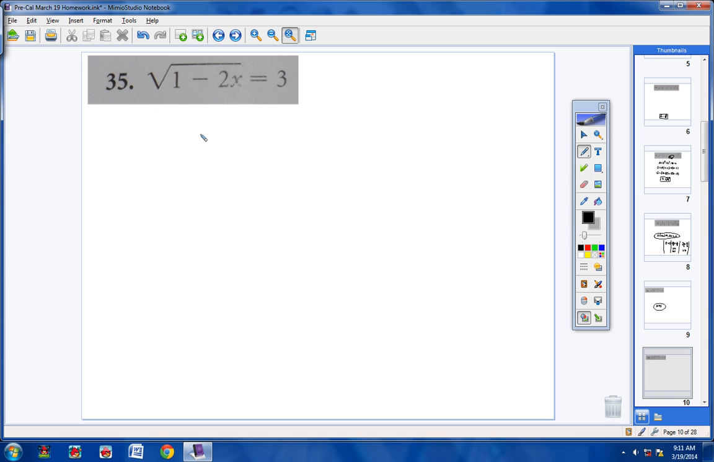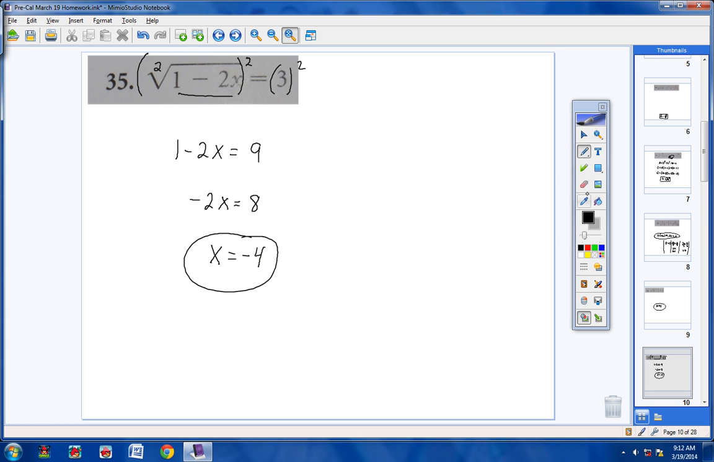All right, number 35. Again, the same problem. Step 1 is to eliminate your radicals, but before you eliminate them, you must isolate them. And so this square root's already isolated. So because it is a square root, I'm going to raise this left side to the second power, but I must raise this side to the second power. And when you square a square root, you get the radicand, so 1 minus 2x, and then 3 times 3 is 9. Bring this 1 over and make it a negative 1, and you're left with negative 2x equals 8. And now divide both sides by negative 2, and x equals negative 4.